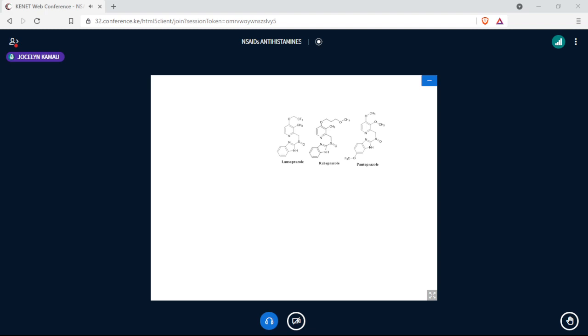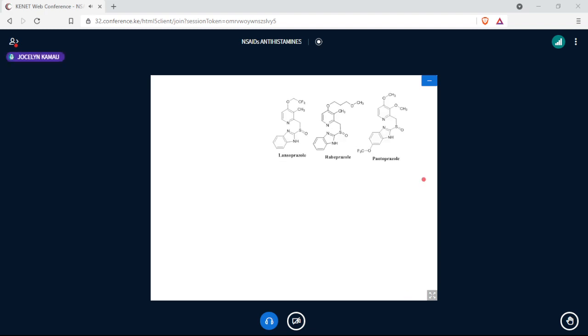It's pantoprazole. This is pantoprazole, yes. You can see this trifluoromethoxy group, as we had mentioned. And this trifluoromethoxy group, you can pair this with the trifluoroethoxy group found in lansoprazole.